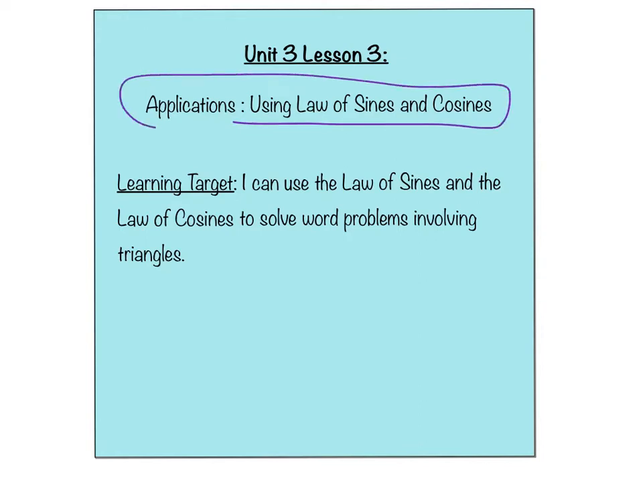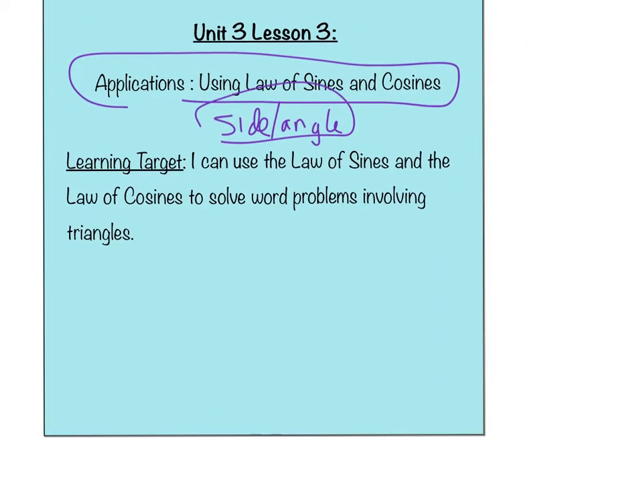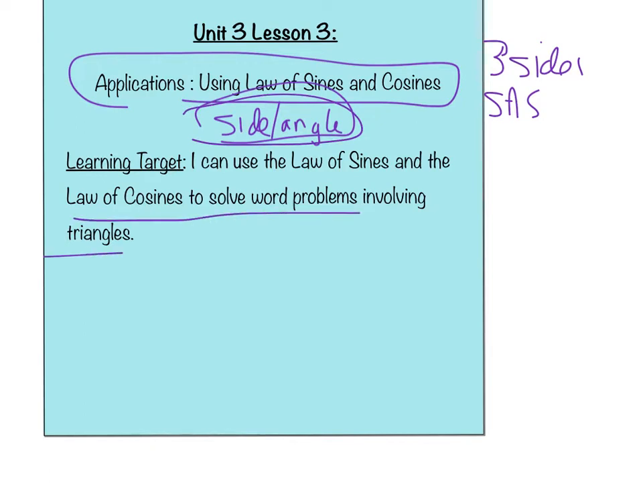So, remember, law of sines, you're looking for that side and angle relationship, and you're trying to use that as much as you can. Cosine is when you have either three sides or a side angle side situation where you don't quite have that side and the opposite angle. So what you're going to do is look at some word problems and see if we can figure out, using sine and cosine, how we can solve that.